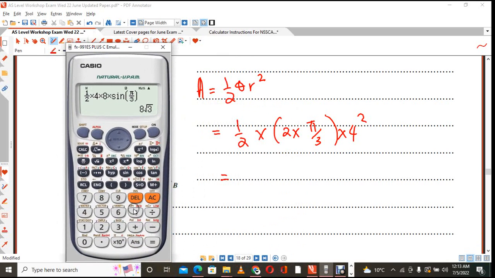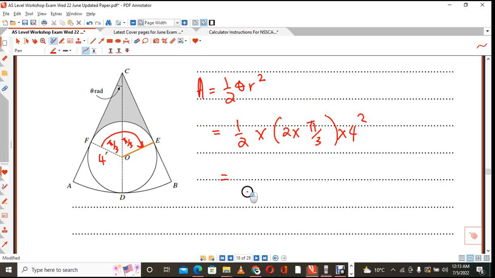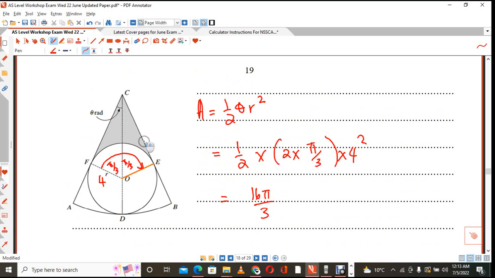So what I do is, my previous answer with this answer, I subtract them. All right, so it's going to be a half multiplied by 2 times pi over 3 times 4 squared. Voila. So I've got 16 over 3 pi. So it's 16 pi over 3. So that's the area of that sector there. Now I have the area of the sector. I have the area of that whole kite there.